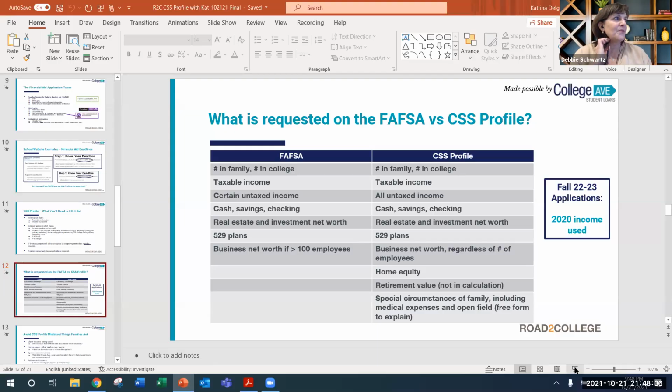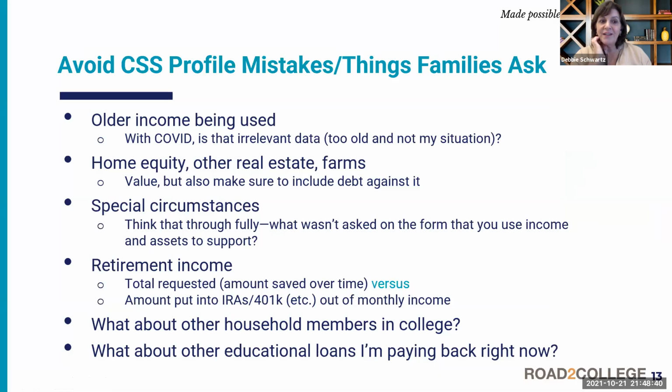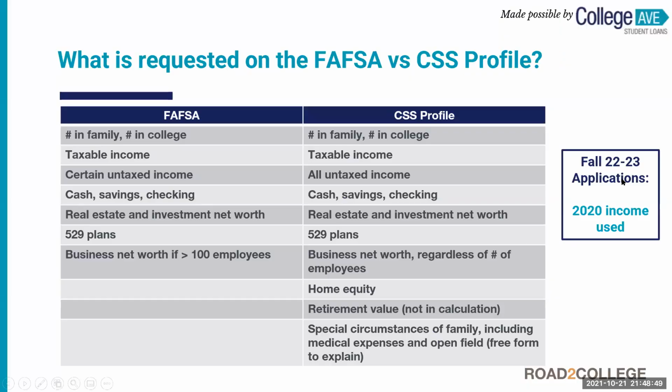Okay, do you want to quickly go through some potential mistakes that people could avoid? Yeah, absolutely. So the older income is on here because it's 2020. So again, it's 2020 income for the fall of 22-23. So if you think about it, that's old data.